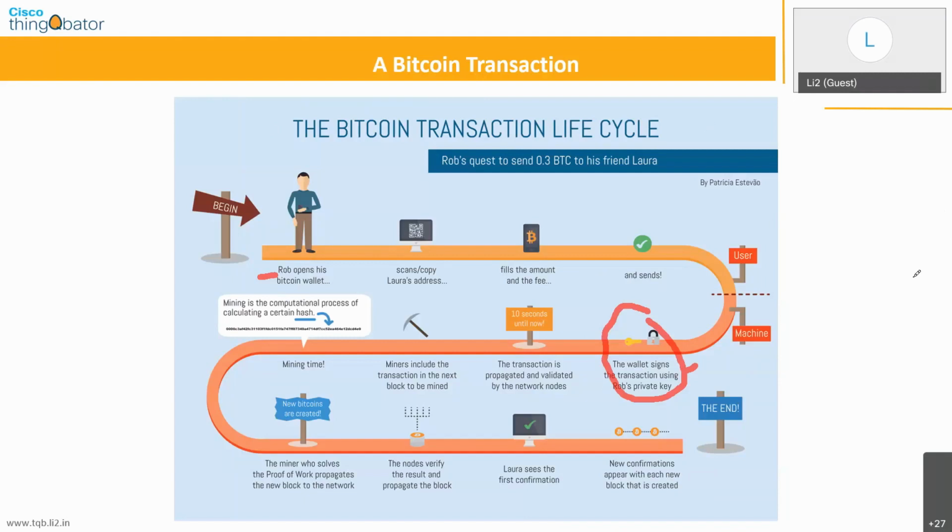The smallest unit of a Bitcoin is known as a Satoshi, and Bitcoin can go up to 8 decimal points, right? So you can always share a fraction of the currency. You don't have to share the currency as a whole. So he's trying to share 0.3 BTC here.